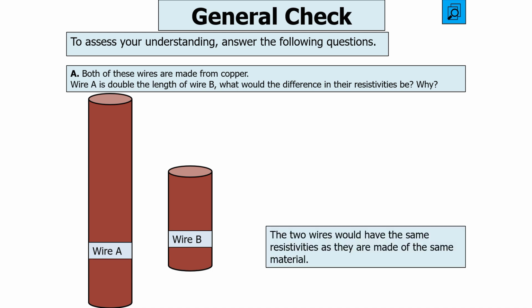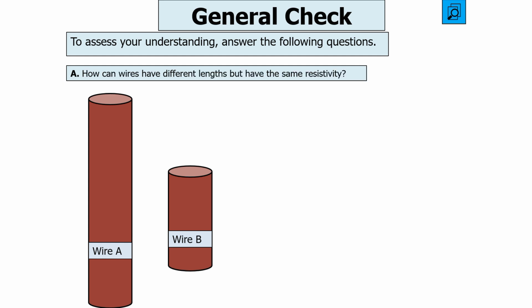Well, the two wires would have the same resistivities as they are made of the same material. Now, how can wires have different lengths but the same resistivity?